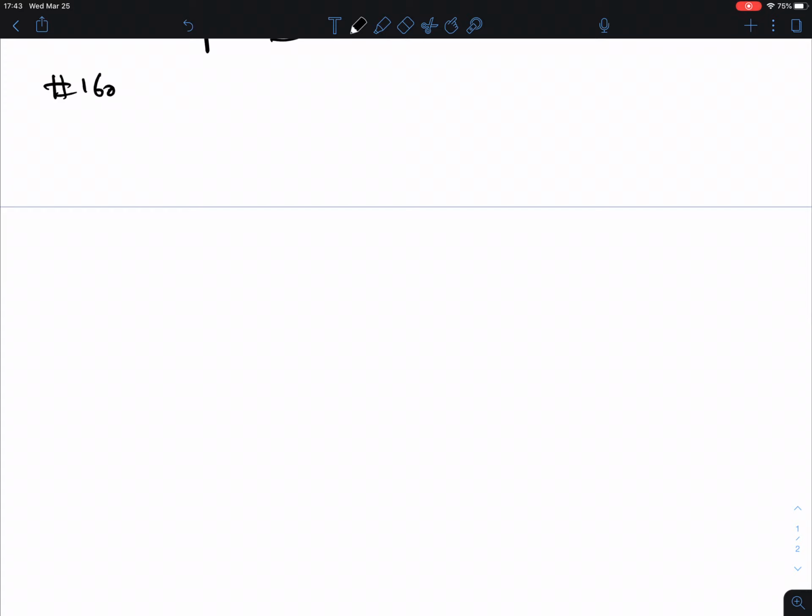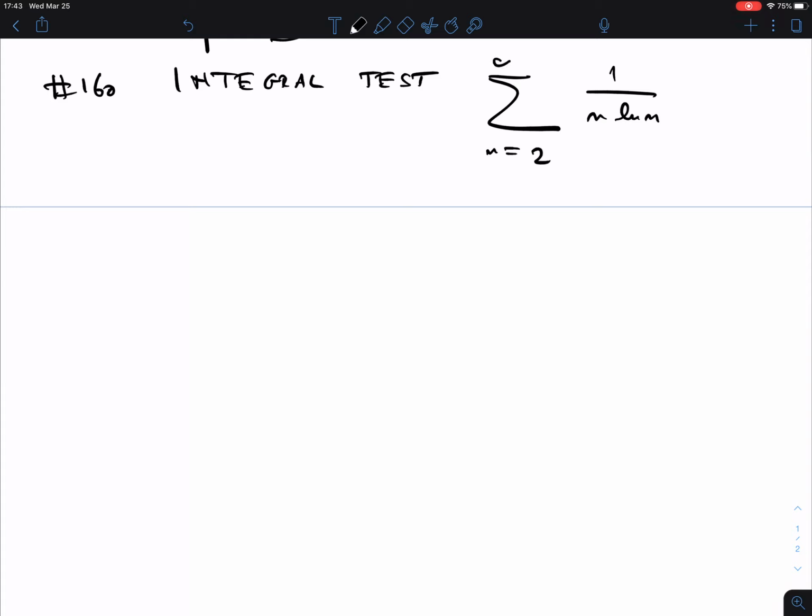160, this is the integral test now. So this means that you're going to have to integrate. And therefore, you have to know your integrals, right? All right, so the sum that we were looking at is 1 over n ln n, where n goes here from 2 to infinity.